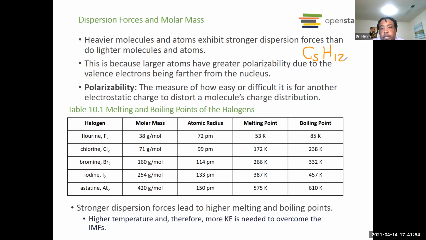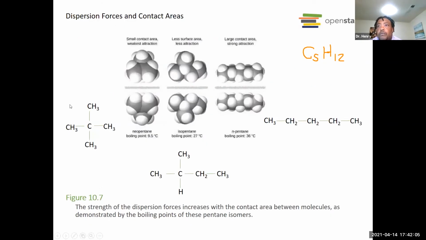Okay, so if pentane is C5H12, there are 3 different forms of pentane. We have what we call neopentane, where we have a carbon in the center. We have the 5 carbons here, the 4 carbons surrounding that center carbon.